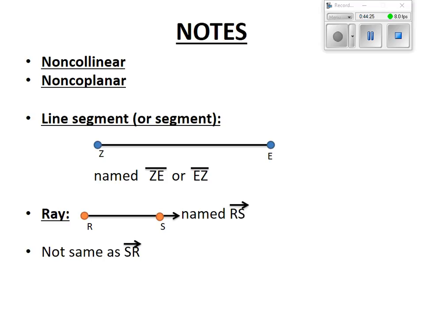Now, as I put this on the board here, I said that this segment can be named segment ZE or segment EZ. But this ray down here can't be switched around. How come? Because of the direction. Segment, no matter what, if this is our segment from here to here, it doesn't matter if we start at my right and go to my left or the other way around. But a ray's got direction. So it's going in a certain direction.